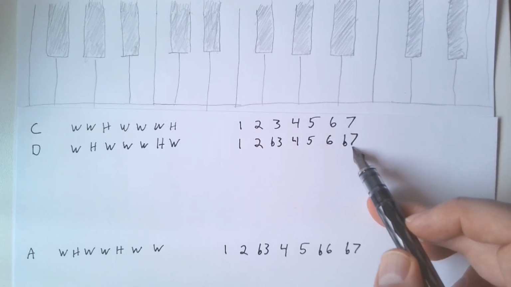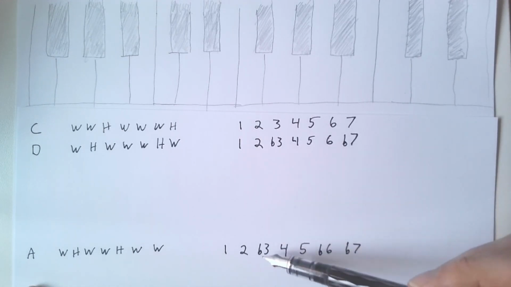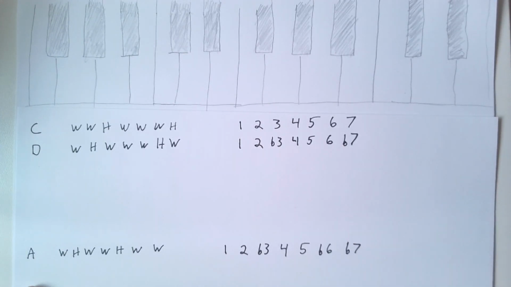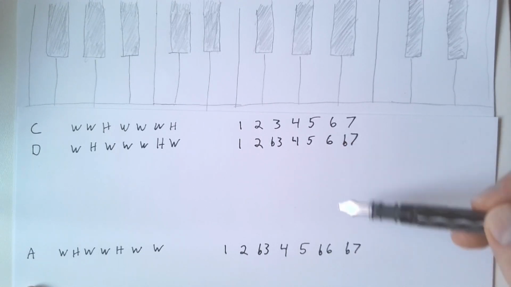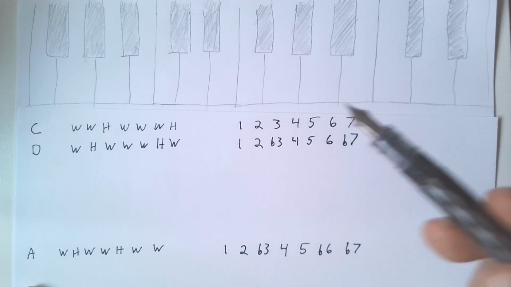The major 7 becomes the flat 7. Wait, isn't this exactly the same as the natural minor? No. The flat third is there. The flat 7 is there, but the natural minor has a flat 6. So the difference between this version and this version is whether you use the major 6th or the minor 6th. Okay. Let's continue this on.